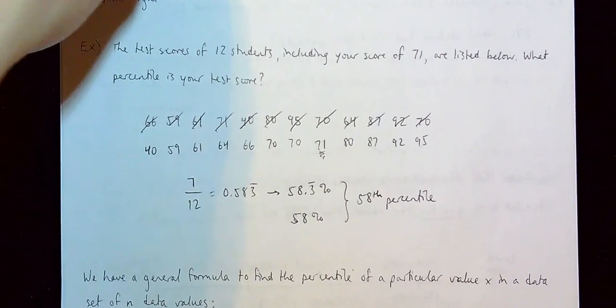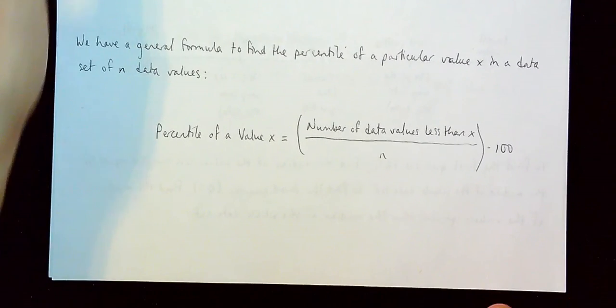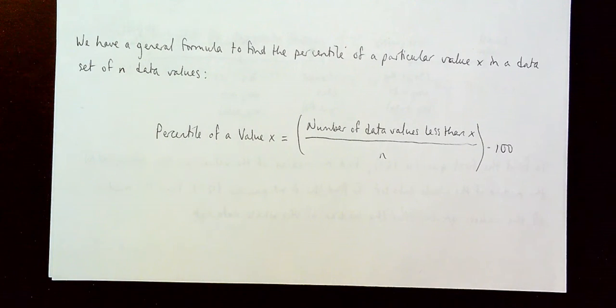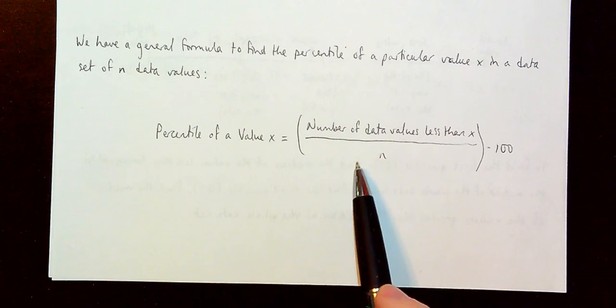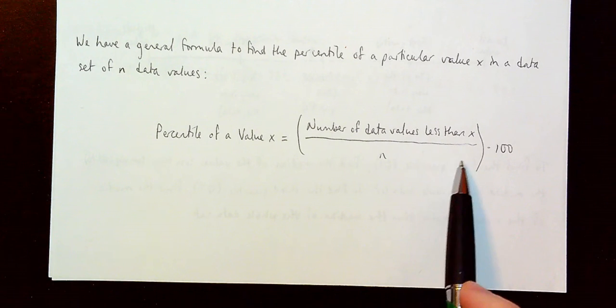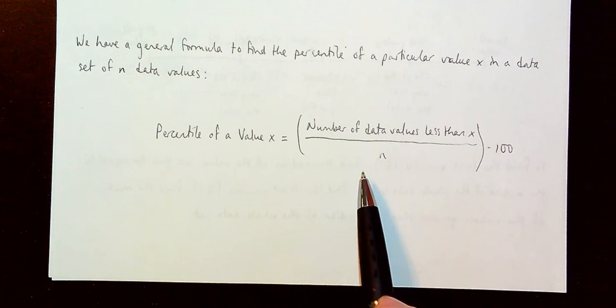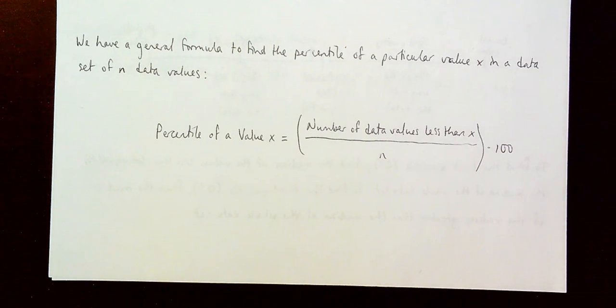And that's our general formula to find the percentile or percentile rank of a particular data value x within a data set of n values. The percentile of your value x is simply the number of data values less than x divided by n, and then that quotient times 100.